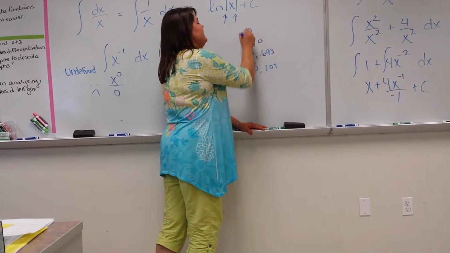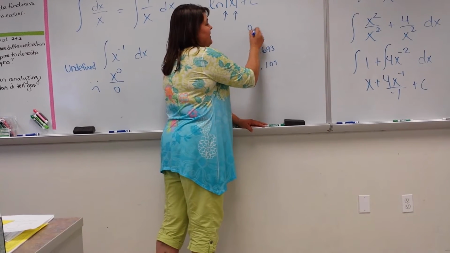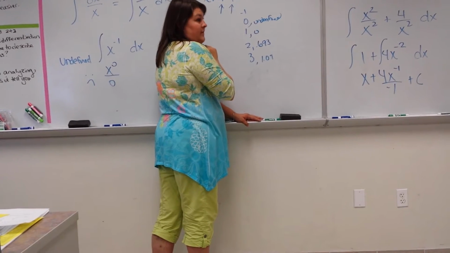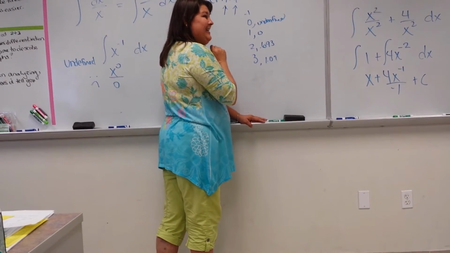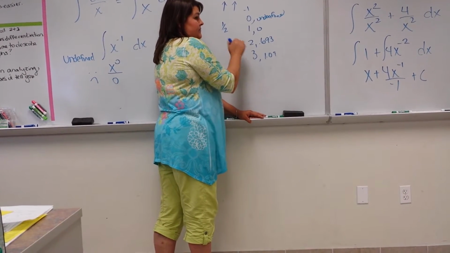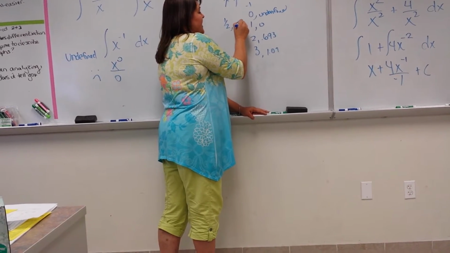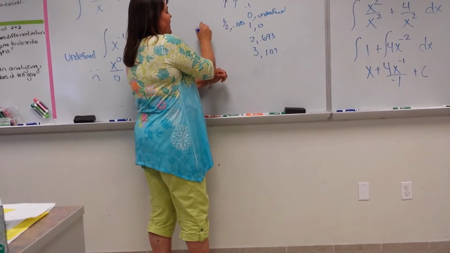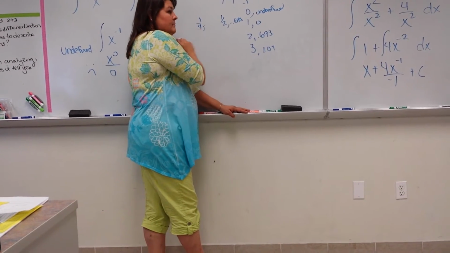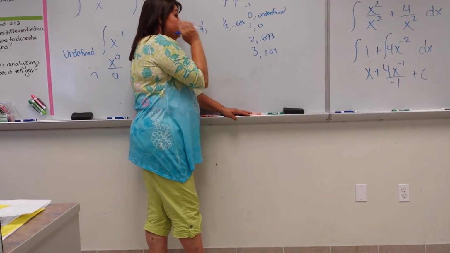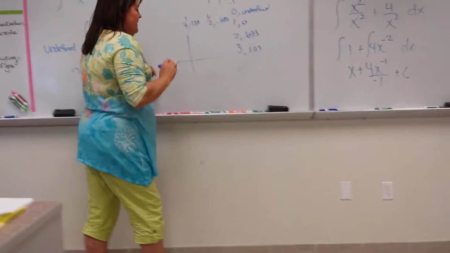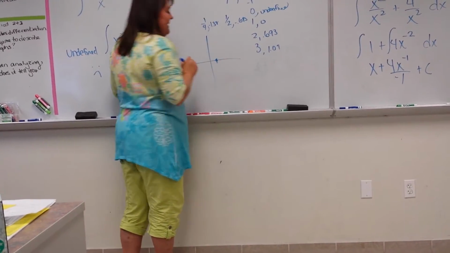Or 1.1. Okay, if I plug in 0, error. I get undefined. What does that mean? Doesn't exist, right? If I plug in -1, undefined. You need a positive number. What happens if I plug in 1/2? Negative 0.693. What if I plug in 1/4? Negative 1.38.